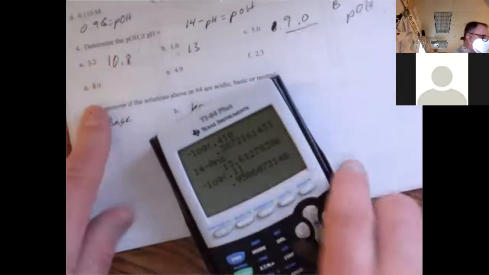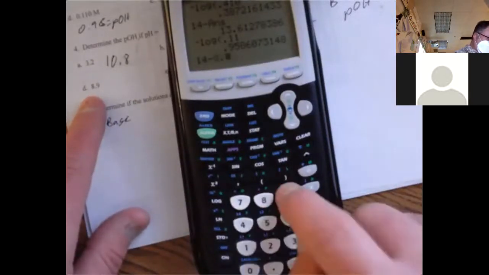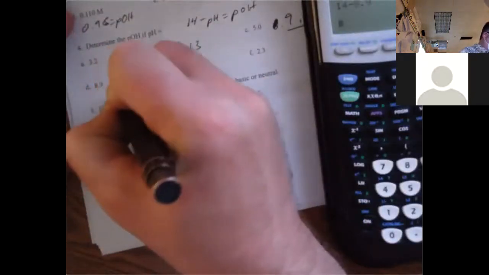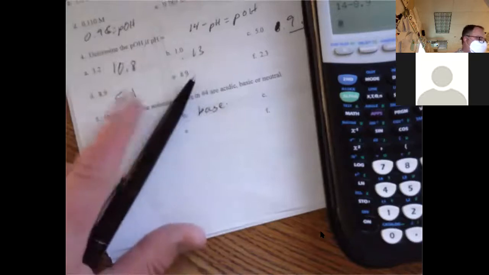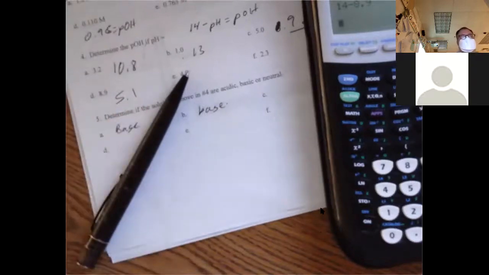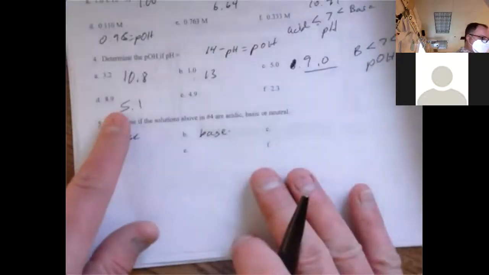Determine the pOH if the pH is this. So the pH is 8.9, acid or base? The pH is greater than 7, so it is a base. The pOH is 5.1, less than 7, it is a base. So make sure that you get that down in your head. You've got to know that. So where it says D here, the pH is 8.9, that is an acid. I'm sorry, a base.